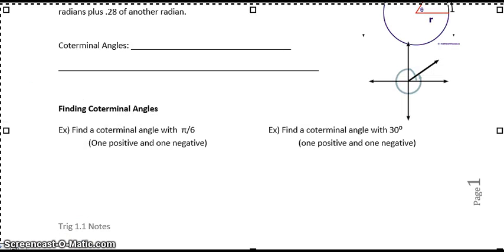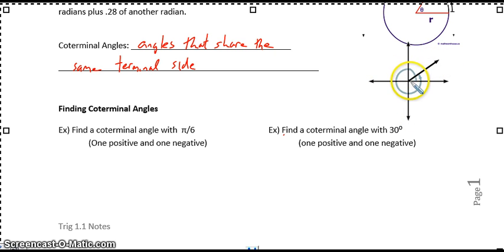So the next topic we're going to talk about in this section of notes is coterminal angles. Coterminal angles are simply angles that share the same terminal side. So let me show you with an example.